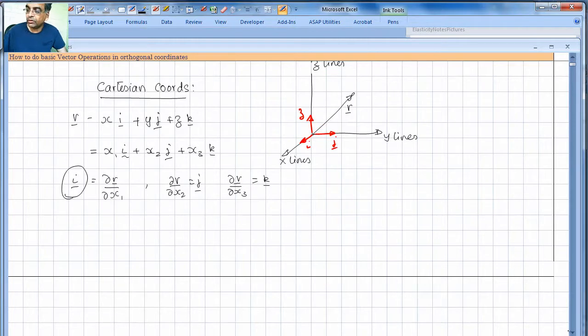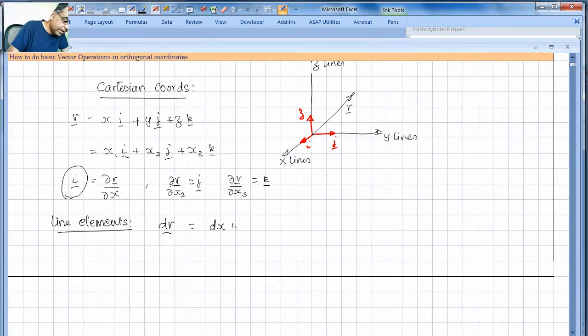Excellent. Once we get that, now I can talk to you about line elements. What happens if I increment r slightly? If I want to calculate dr, that's pretty easy. It will turn out to be increment x1 a little bit, plus increment x2 a little bit, plus increment x3 a little bit, which I am going to write as a column vector: dx1, dx2, dx3.